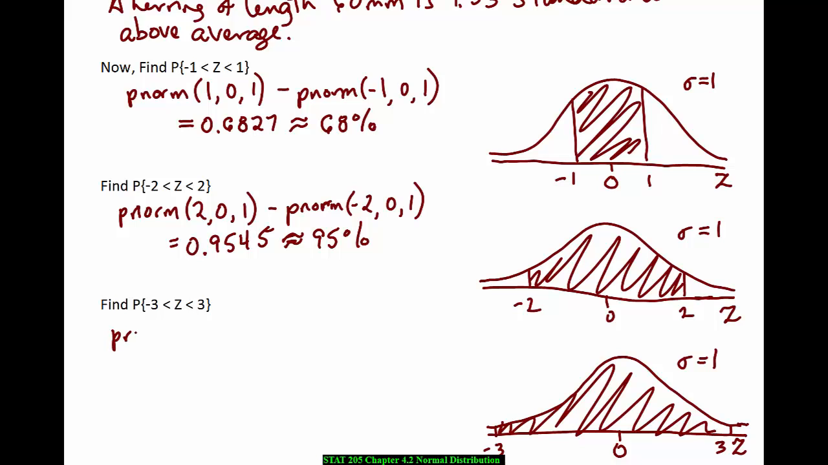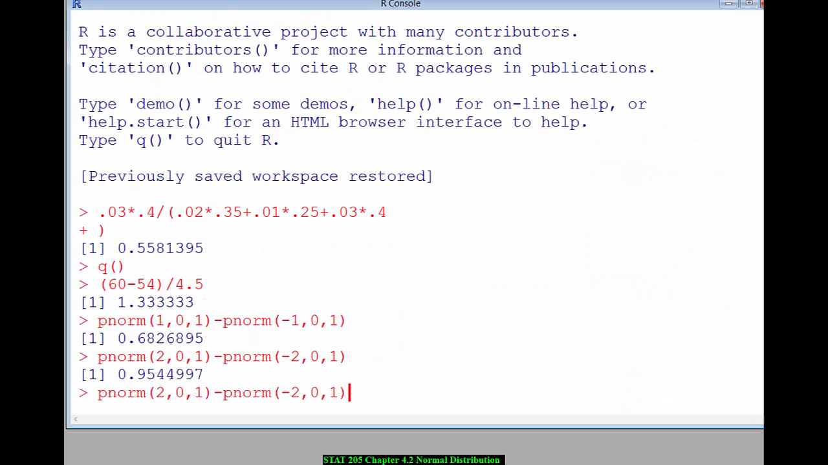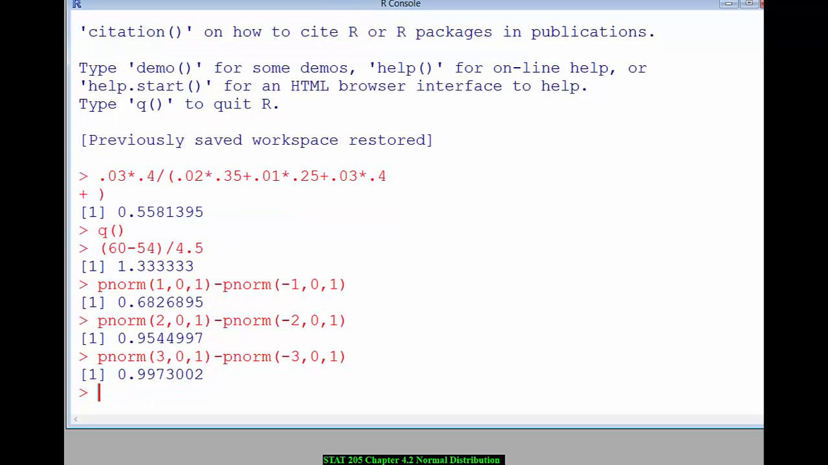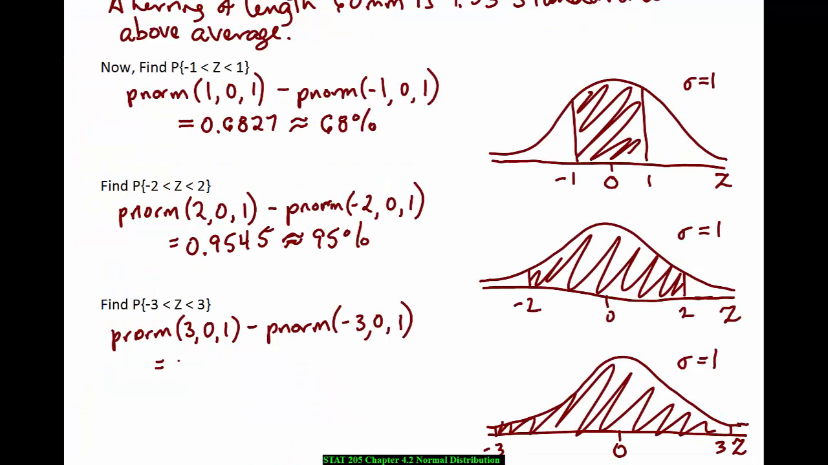And so we'll play the same game. This is going to be p norm of 3 minus p norm of negative 3 in the special standard normal that's centered at 0, has a standard deviation of 1. And when we punch that into R, we get .9973. Which is approximately 99.7%. So why did we do these three examples?